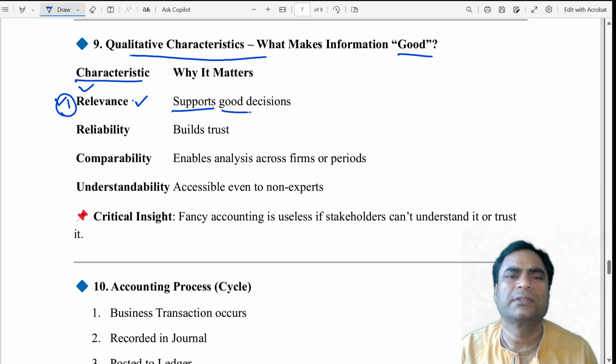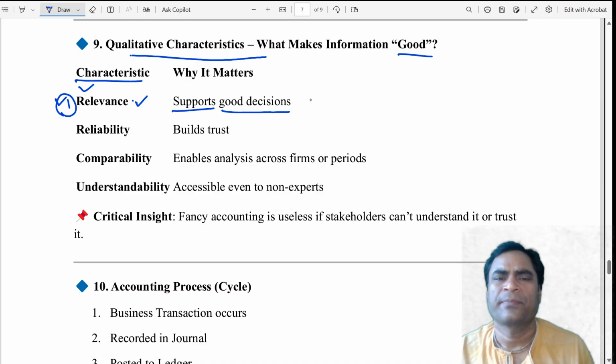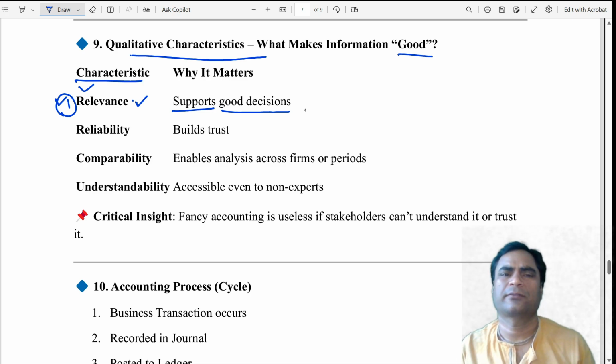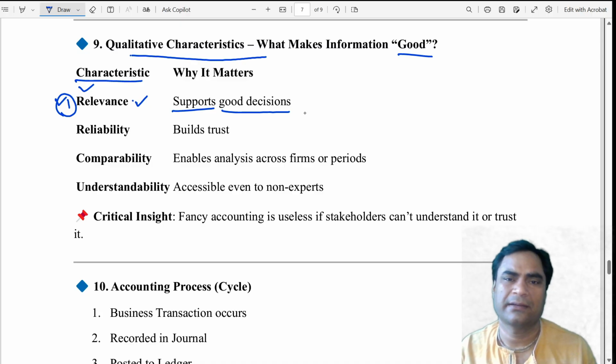It supports good decisions. It means we have to take a buy or produce decision. Suppose we are a car making company, so for the tires of the car, whether we are supposed to produce the tires or we should buy them from another tire production company.